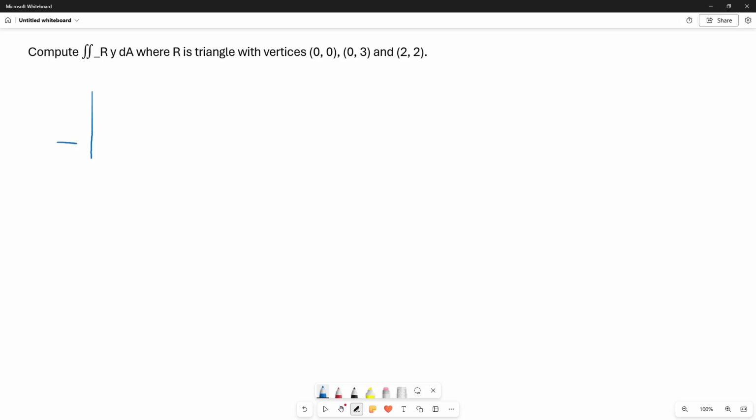Let's draw the region. One vertex is at (0, 0). Another vertex is at (0, 3). So this is the line x equals 0. And then we have here the point (2, 2). So (0, 0) and (2, 2) lie on the line y equals x. And then the third line is here.